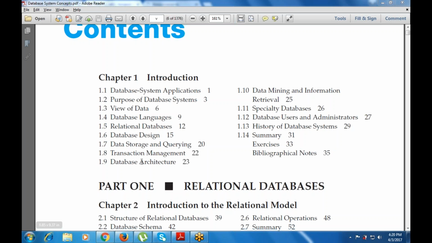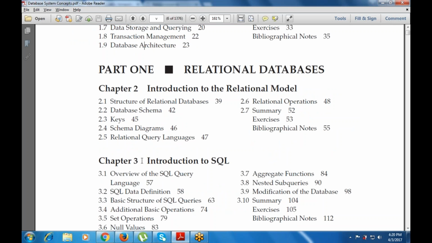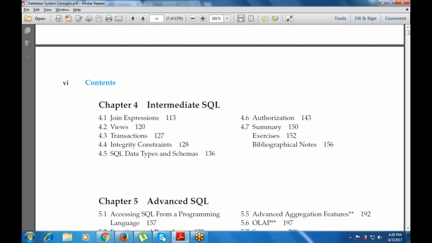Then part number 1 is relational databases. What is a relational database? How can we use the relational database? What is SQL? What is the use of SQL? How to use SQL with data definition and with the modification of the database. Then what are the various SQL queries? Then the nested subqueries, aggregate functions, and additional basic operations.